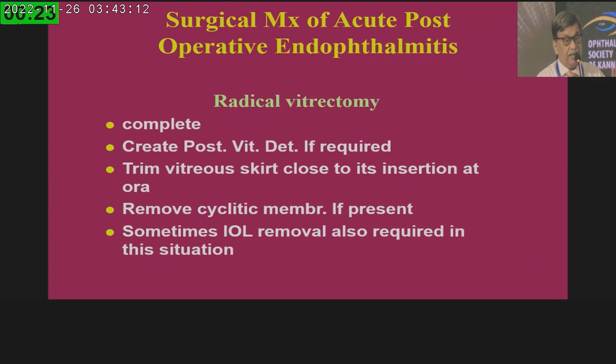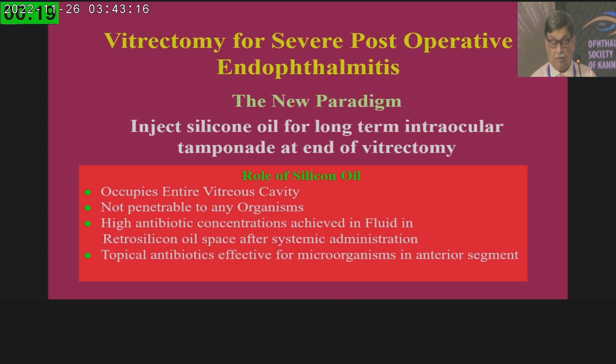You remove any cyclitic membrane if you can see it, and once in a while you may need to do an IOL removal too. In this new paradigm, you inject silicone oil for long-term tamponade at the end of the vitrectomy. And now what role does it play? First, it occupies the entire vitreous cavity. That's 80% of the space in the eye. And silicone oil is not penetrable to any organism. Silicone oil doesn't have any antibacterial properties, but it is not penetrable to any organism.